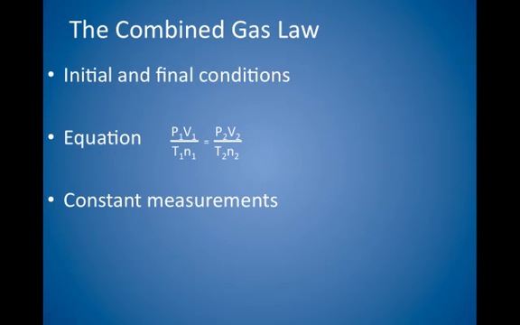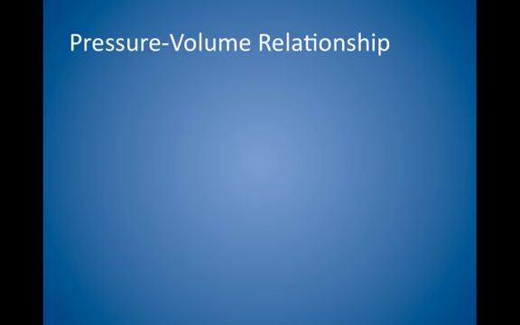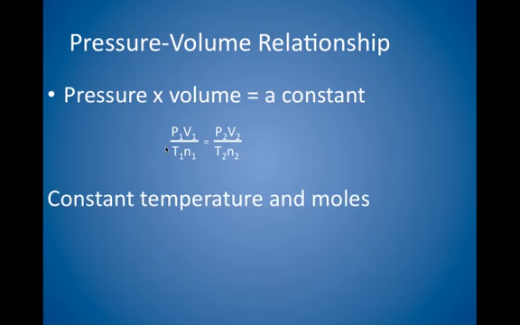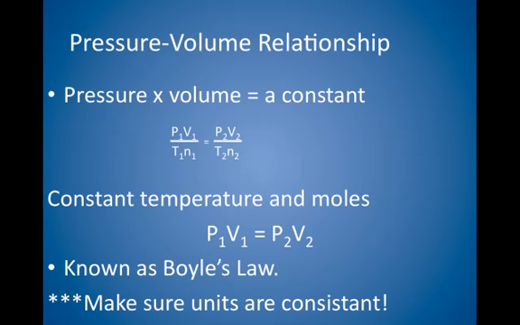Those are the gas laws that we're going to be looking at. The first one will be pressure and volume. If you take pressure times volume, assuming everything else is constant, that equals some constant number. Starting with the combined gas law, if temperature and moles are constant, you can eliminate them from that denominator, and you're left with this law. So this is our first gas law. It's the relationship between pressure and volume. It's a mathematical relationship known as Boyle's law.